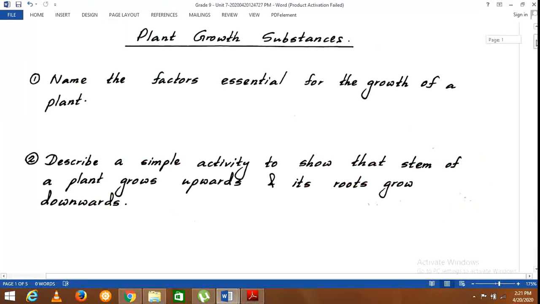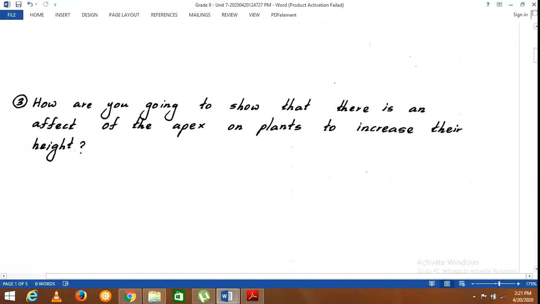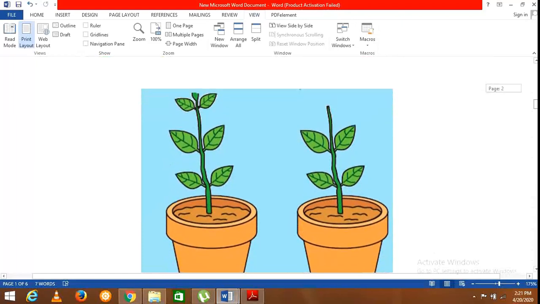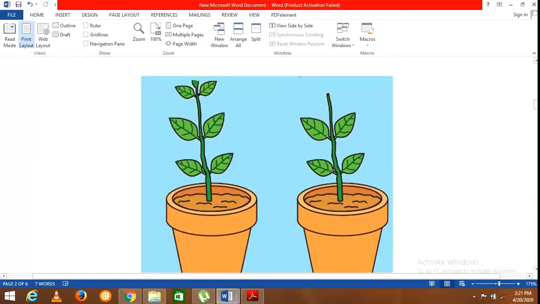Then, as the third question, you are asked, how are you going to show that there is an effect of the apex on plants to increase their height? Is there any impact of the shoot apex to increase the height of a plant? Yes. There you can move on to another activity like this. What you are supposed to do is you have to take two similar potted plants and you have to cut the apex of one plant. You know that this is the apex of the plant, and here you have cut the apex in one plant, and you have to measure the height of both plants. You have to measure the height from the surface of soil to the apex, and here also you have to measure the height from here to there.